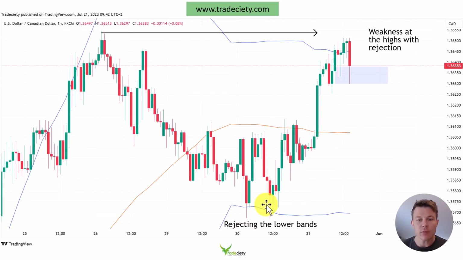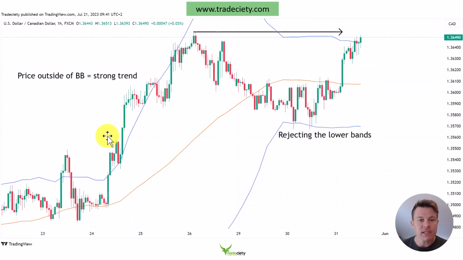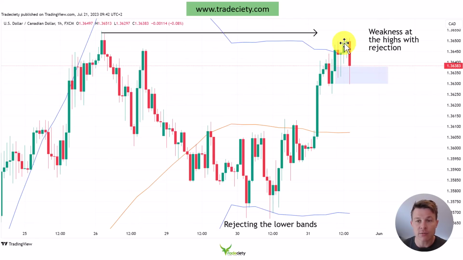You can see here we rejected the lows, the market continued to trade into the highs, but here we are seeing now weakness, whereas previously we have seen the market was able to trade and close outside and stay outside of the Bollinger Band. This is not the case here anymore. The market tried to break out, but was rejected and the price fell back inside of the Bollinger Band very quickly.